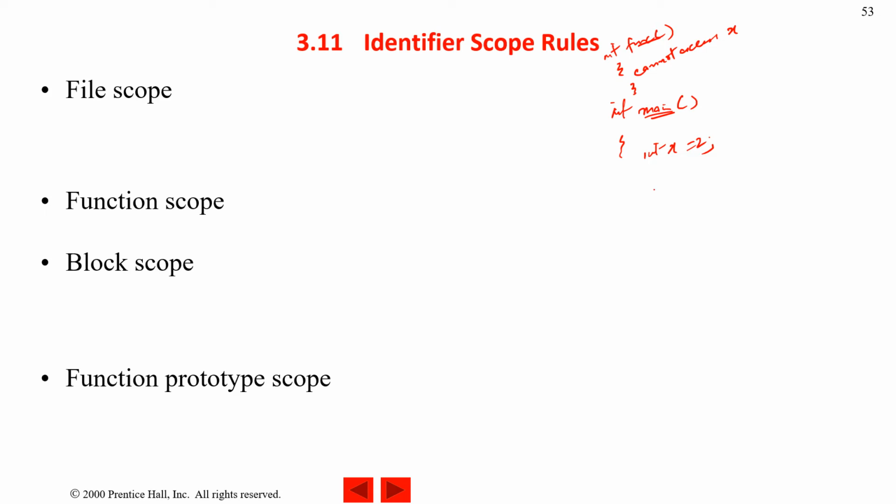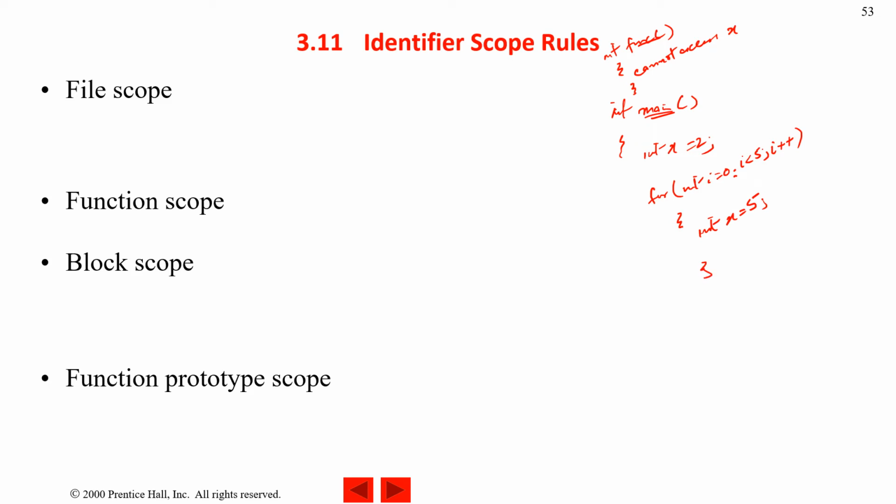So if I write a loop over here, for int i equal to 0, i is less than 5, i plus plus, again I write int x is equal to, let's say, 5.